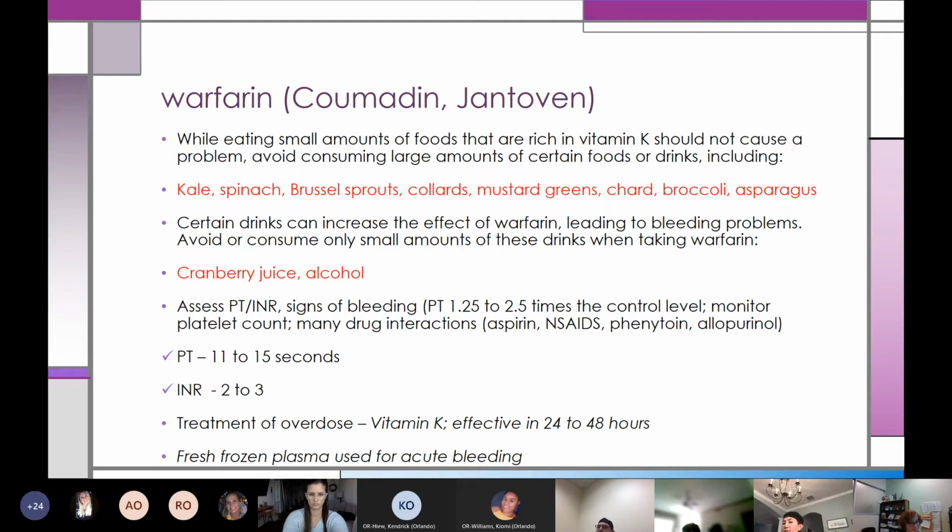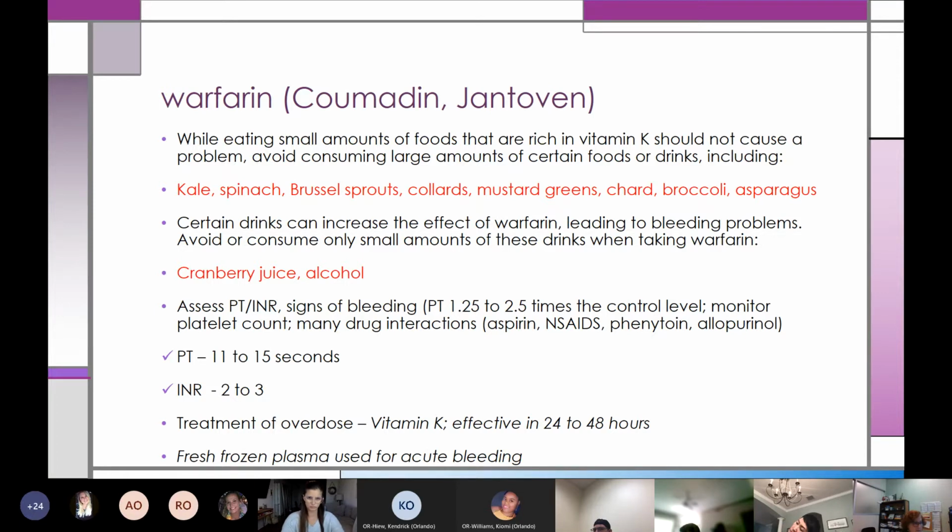Some important things. We are going to assess the PT and the INR for warfarin, right? And we have to be careful to make sure that if someone is on warfarin, they shouldn't be taking things such as aspirins or NSAIDs or phenytoin, Dilantin, or allopurinol, which is for gout. So things to remember. For the numbers of PT and the INR, you just need to know some basic information on that. And then the treatment, as you mentioned earlier, class, you did good on that, was vitamin K.